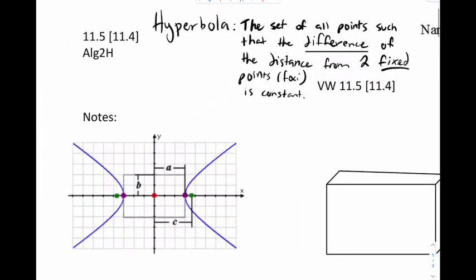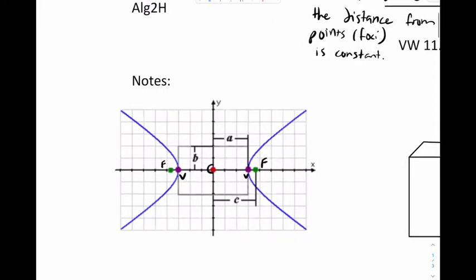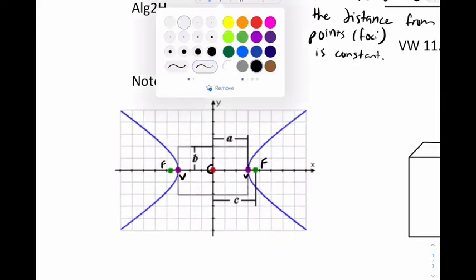So over here, I made a little picture. This is what a generic hyperbola would look like. Notice how it's basically two parabolas, each going in opposite directions. These green dots are your focus 1 and focus 2, here and here. These purple dots are your vertex points. This red dot is your center. And then there are a couple other things here.